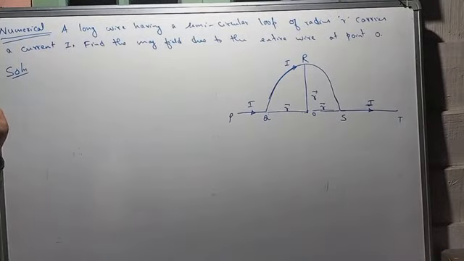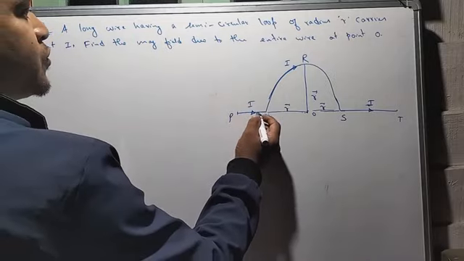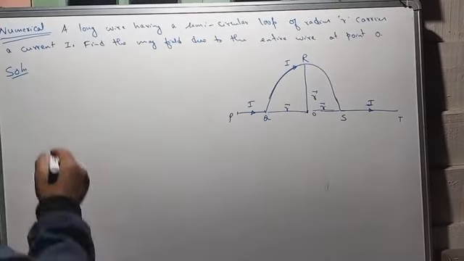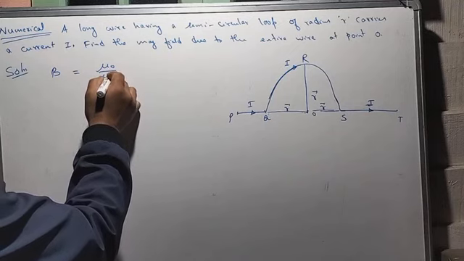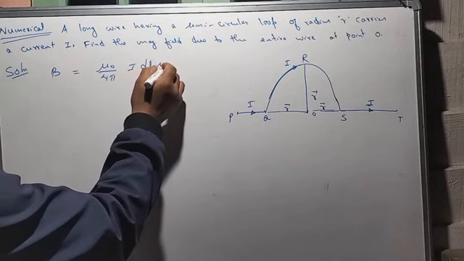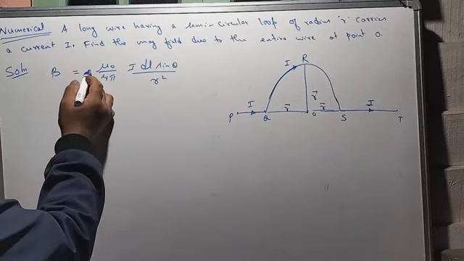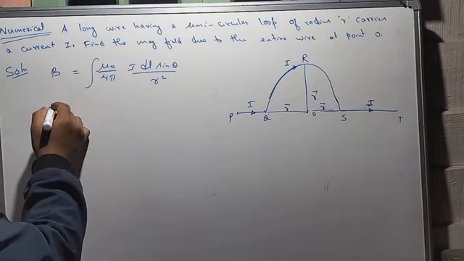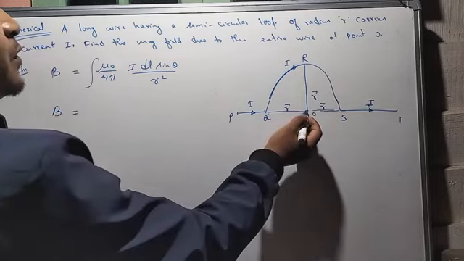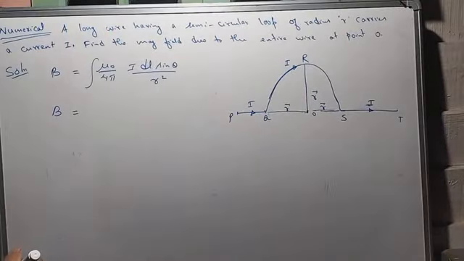So therefore, the magnetic field due to the two straight arms of the semicircular loop will be B equals mu naught upon 4 pi, I dl sine theta upon r square. But since we are saying B, it means you have to integrate this equation. Or the total magnetic field at this point O due to the two straight arms PQ and ST will be equal to how much?